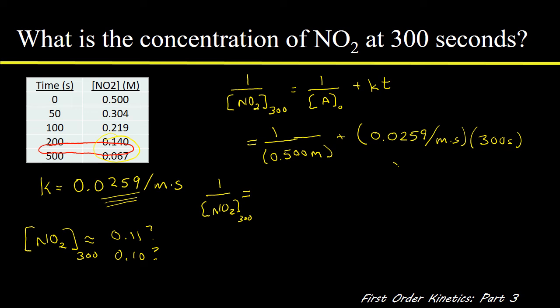All right, and so for the first one, 1 over 0.5 is 2. So that's 2.00 reciprocal molar, plus on the right-hand side here, when we multiply the rate constant times 300 seconds, we get 7.77. And notice you've got units of reciprocal molarity and reciprocal seconds times seconds. So the seconds here cancel with the seconds there, and you're left with reciprocal molar. And of course that has to be the case because you're adding this number and that number. And if you add two numbers together, they've got to have the same units, right? Else you can't add them.